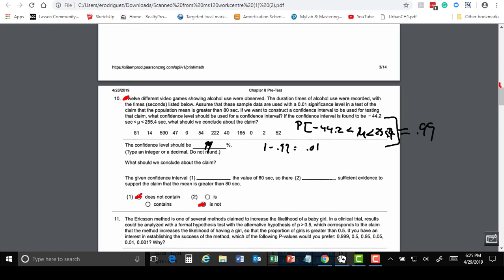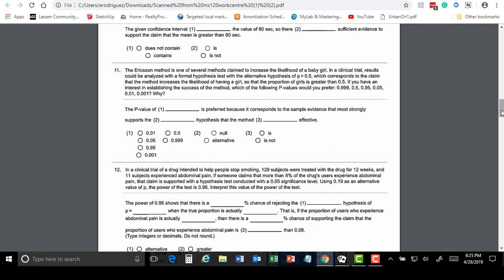Okay? All right, let's see what we can do with this other one. Erickson's method of one variable method claimed to increase the likelihood of a baby girl in clinical trials. The result could be analyzed with a formal hypothesis test and an alternative hypothesis of p, the true proportion, greater than 0.5, which corresponds to the claim that the method increases the likelihood of having a girl, so that the proportion of girls is greater than 0.5.